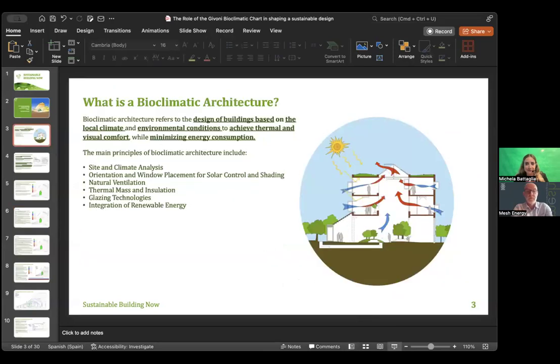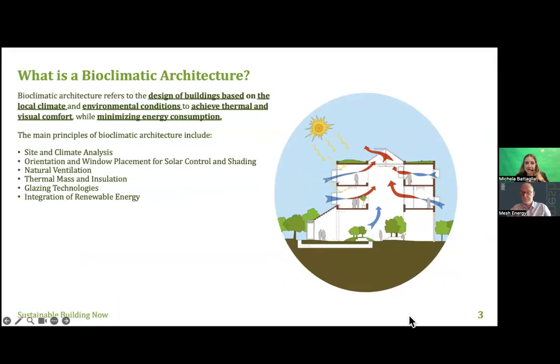Okay. So first, let's see what is bioclimatic architecture. When we talk about bioclimatic architecture, we refer to a building that is designed based on the local climate and environmental conditions to achieve thermal and visual comfort while minimizing energy consumption. The main principles include site and climate analysis, orientation and window placement for solar control and shading, natural ventilation, thermal mass, insulation, lighting technologies, and also the integration of renewable energy.